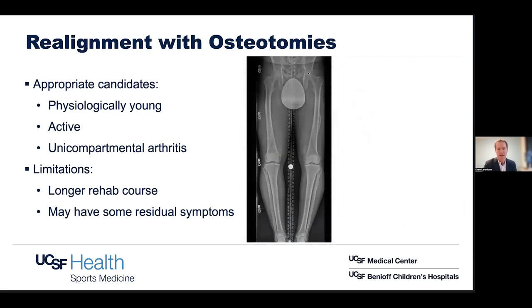This is what he looks like when he's standing. It's his left knee that's most affected. If you look at where his weight goes, this red line, it's all the way on that inside part of his knee, almost medial to the knee, but his weight's going to be concentrated in that area that's worn out.